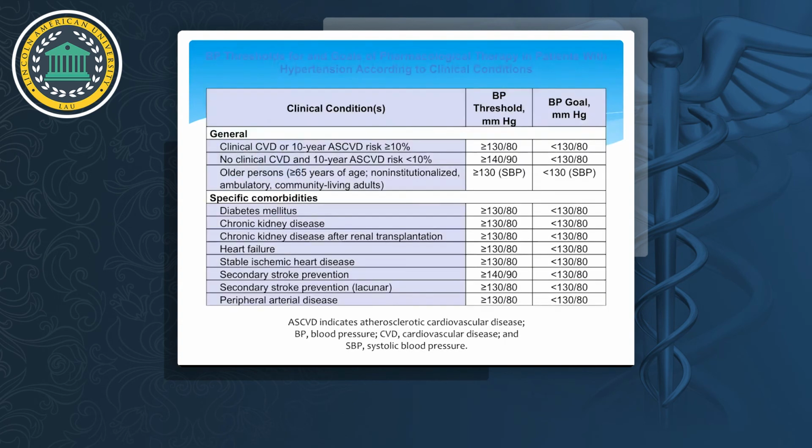What is the BP threshold and what are the goals? These are the latest guidelines. As per the latest guidelines, the goal for everyone is less than 130/80. Whether the patient has diabetes, chronic kidney disease, heart failure, ischemic heart disease, peripheral artery disease, stroke, everything, the blood pressure should come down to less than 130/80.